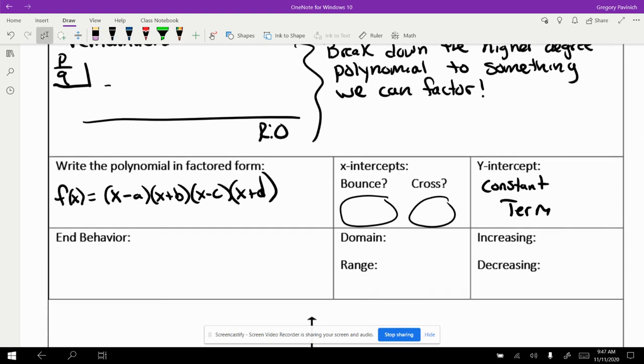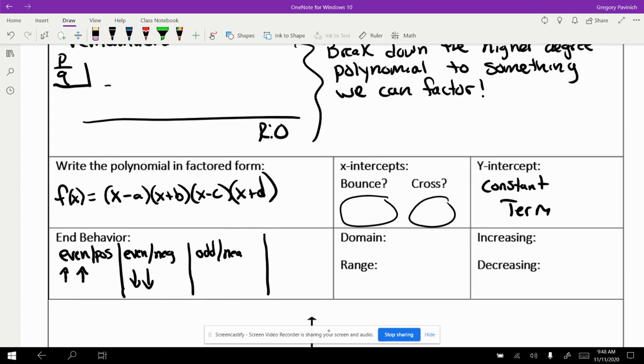We're going to talk about our end behavior. Remember, even positive is up and up. I'm just using arrows now, but you should know how to do the more formal notation. If I have an even degree with a negative coefficient, it's down and down. And if I have an odd degree, let's do positive first, then it opens like a regular cubic, where the right end goes up and the left end goes down. And then if I'm an odd negative, the right side goes down and the left side goes up.